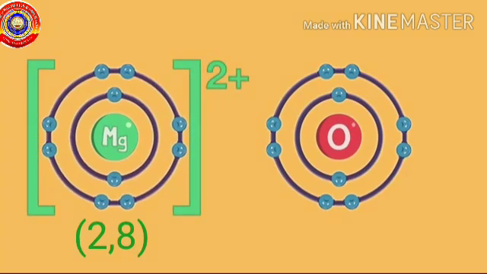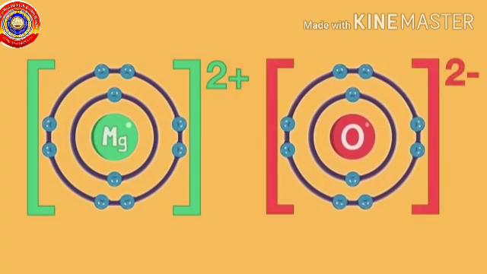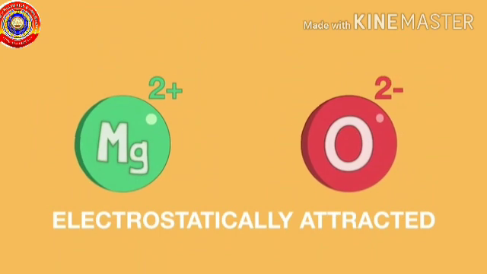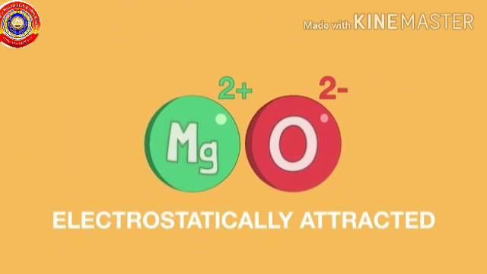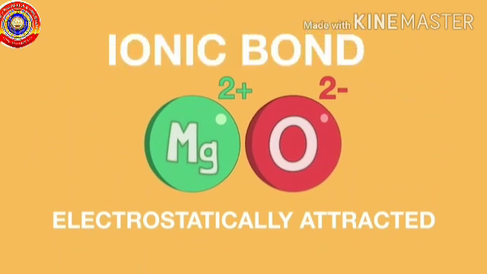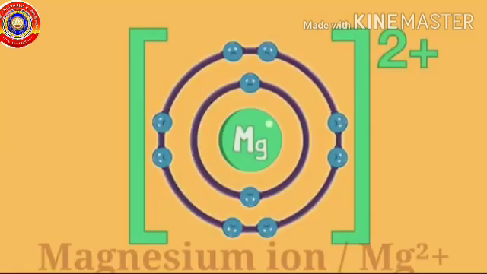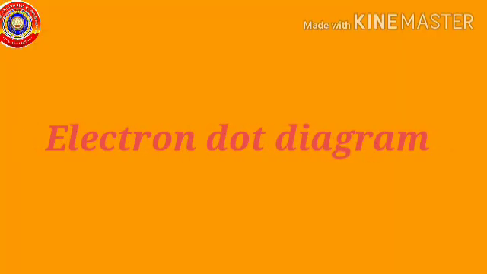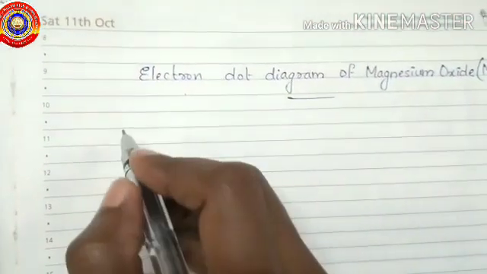So, it acquires 2 positive charges. In the case of oxygen, it accepts 2 electrons from the magnesium and becomes oxide ion. Here the cation is Mg2+ and that of anion is oxide ion. Now see how to write the electron dot diagram of magnesium oxide.